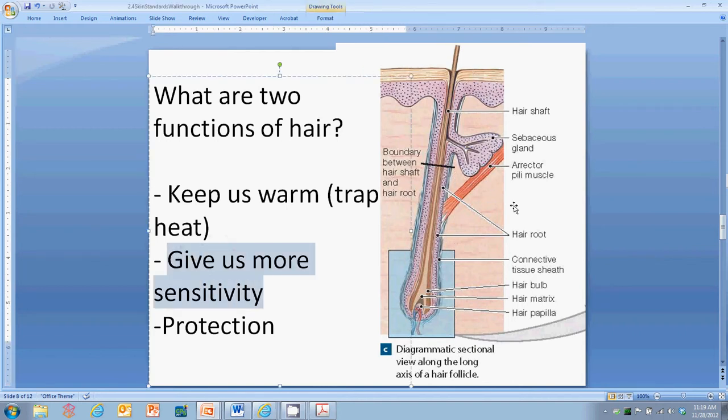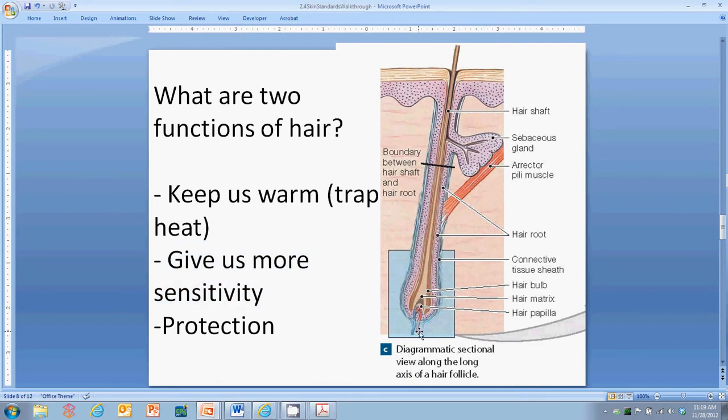Hair can also give us more sensitivity. So these nerves are going to connect to the bottom of hair, right here. And when the hair moves, say that a bug lands and moves the hair, that is going to get detected down at the very bottom by a nerve, and that signal is going to get sent to my brain. And I'm going to know, oh my gosh, there's a bug on me, I need to smack it, and I'm going to slap that bug.